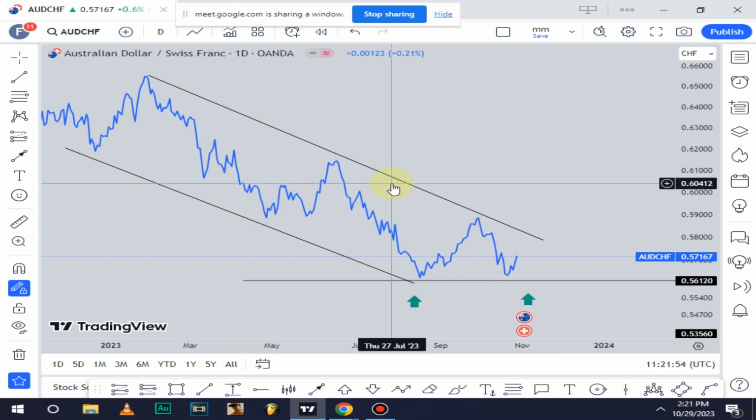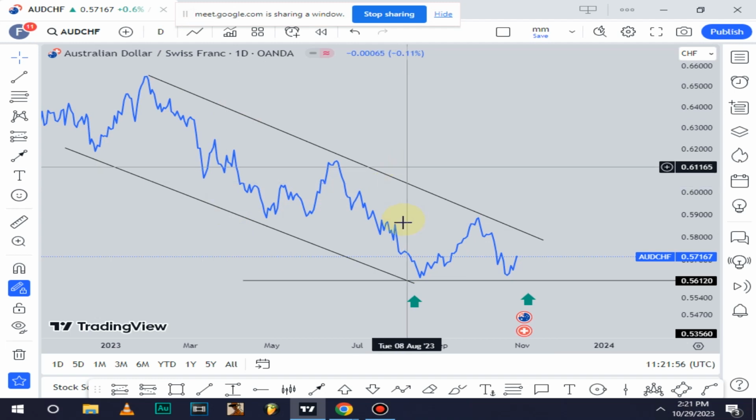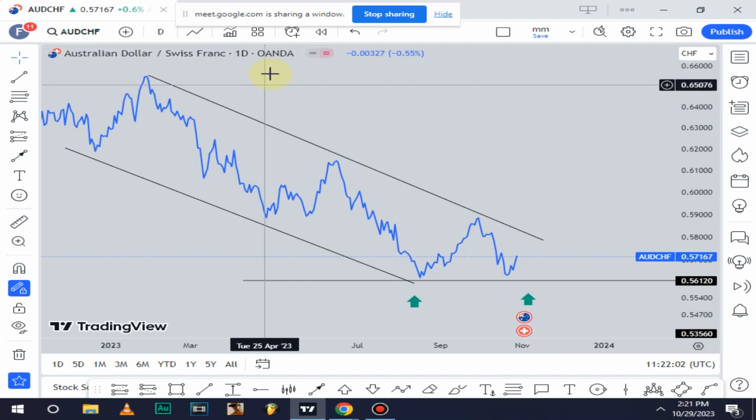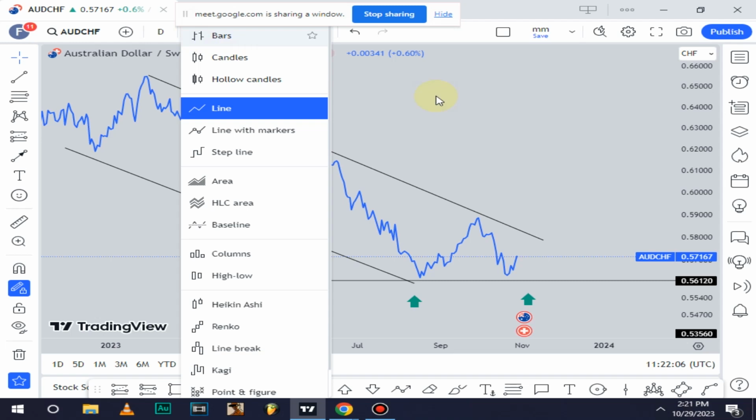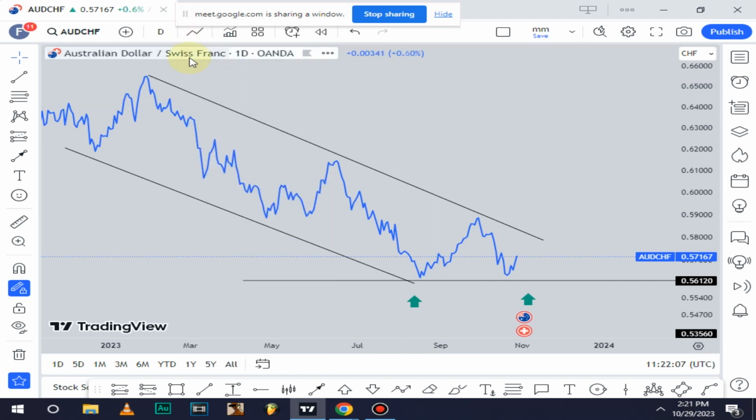So you can see here, when we are using the line chart, we should adjust the trend line. So I'm asking, which is the best way to draw the trend line, using the line chart or the candlestick chart? Usually, using the line chart, there's no problem if you do that.